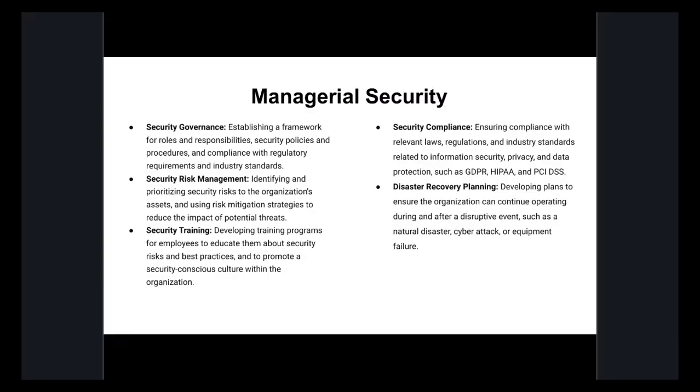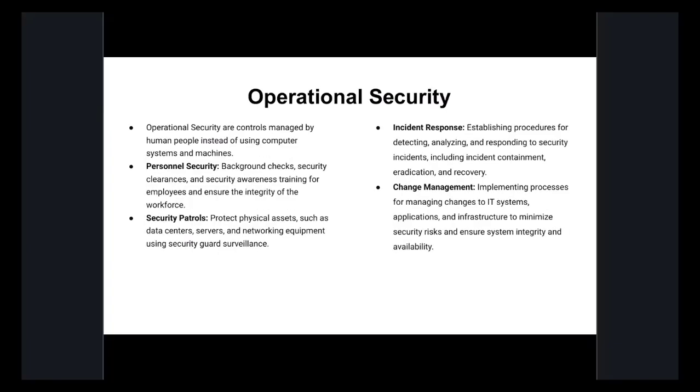The third category of security is operational. It is when we have security controls that are managed by human people. We mentioned that technical security is when our security policies are monitored and managed by computer systems and machines, hardware devices. Operational security is when we have security policies that are managed and implemented by humans. One type of operational security are security patrols. This is when we will use physical human security guards to do patrols of our data centers and buildings to provide surveillance for our assets.